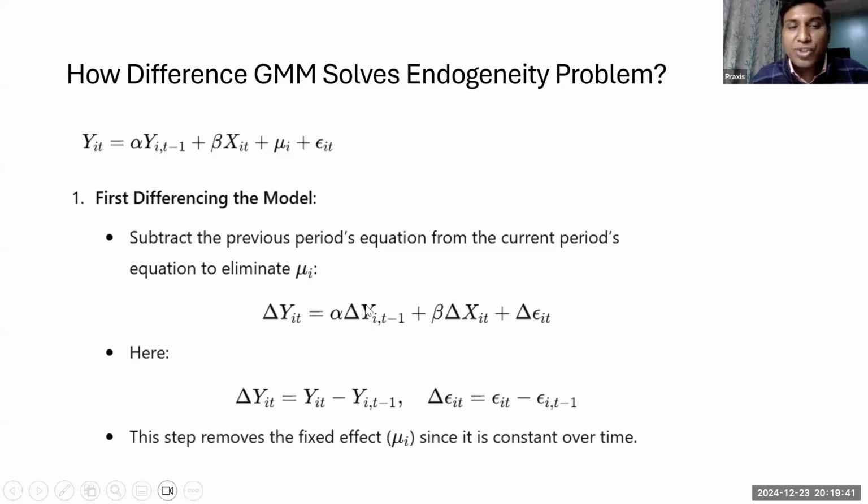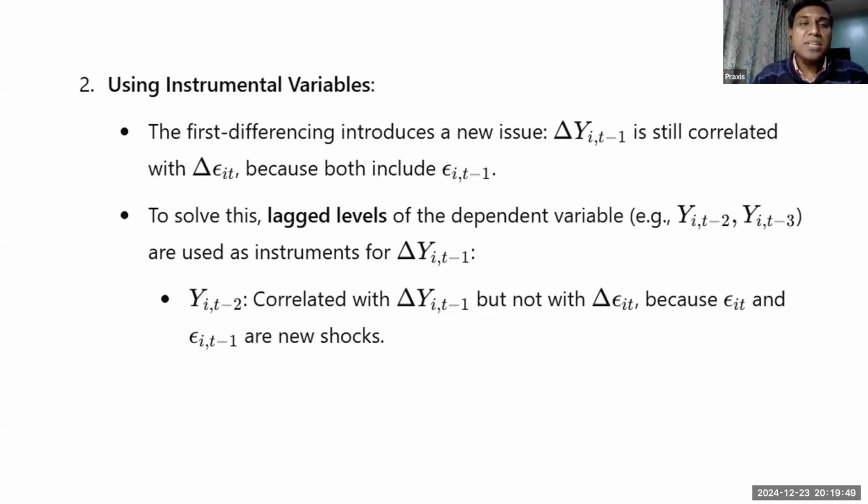So I'll have to use an instrument for this. What will be the instrument? The first differencing introduces a new issue, because delta y_it-1 is still correlated with delta e_it. What is delta e_it? This is basically e_it minus e_it-1. So it includes e_it-1, and delta y_it-1 also contains e_it-1. Since both have this common term, naturally they are correlated. So even after differencing, we are not able to get rid of the correlation.